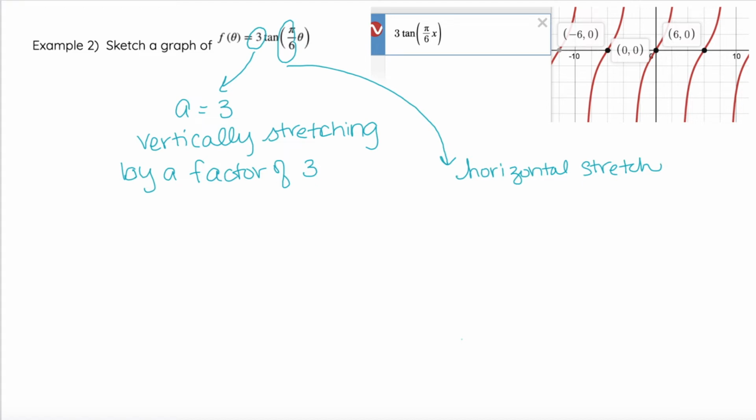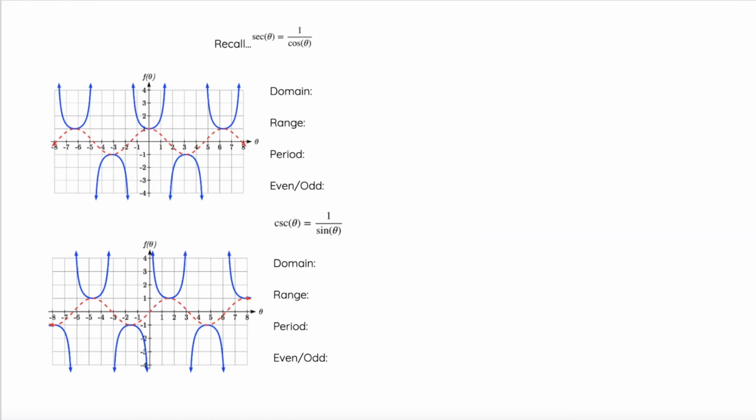I know then that my period is 6, since we have pi over the period, since tangent repeats itself every pi. And then utilizing Desmos to help us, which is a neat feature.